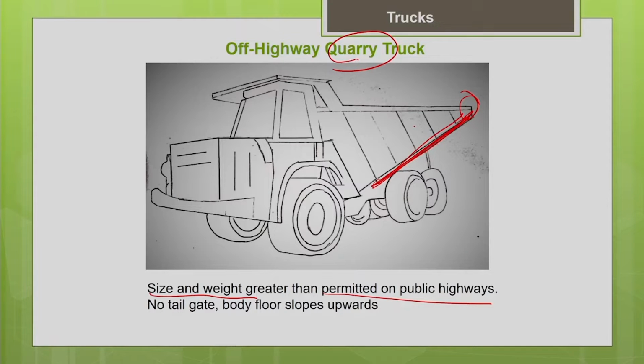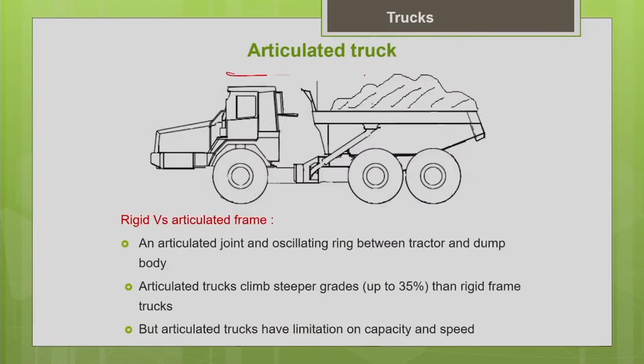So that is why it has this shape. So the next type is based on the frame. As we mentioned earlier, we have rigid frame and articulated frame. Basically articulated frame means there will be a pivot joint. So the machine will be hinged between the front part and rear part. That permits the articulation. It will have a better turning ability when compared to the rigid frame.